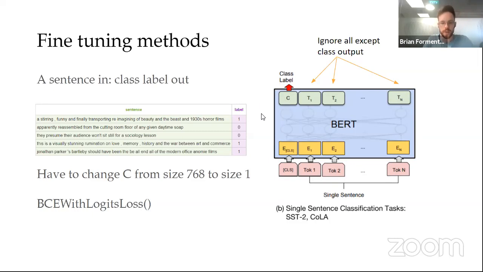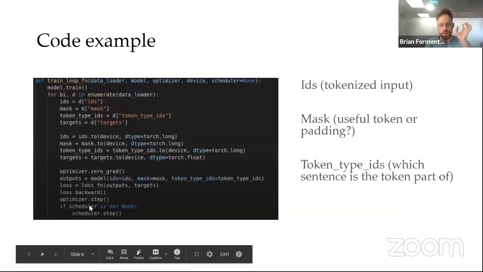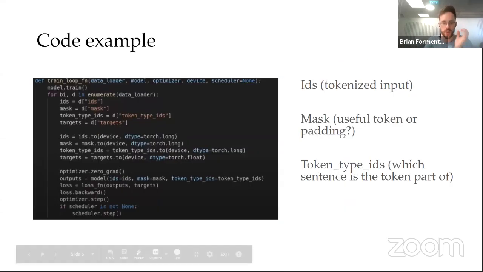Now, when you're loading BERT, since you're doing binary classification, you have to change the embedding on the output from a dimension of 768 to just the size of 1, right? So you have to specify this. And then you would usually fine-tune it with something like binary cross entropy. So let's go quickly through a code example on how it would look in code.